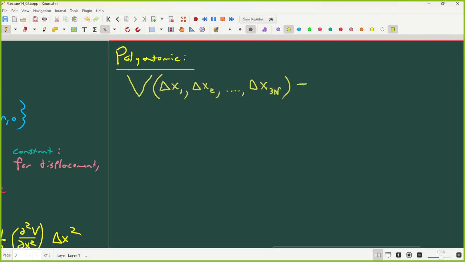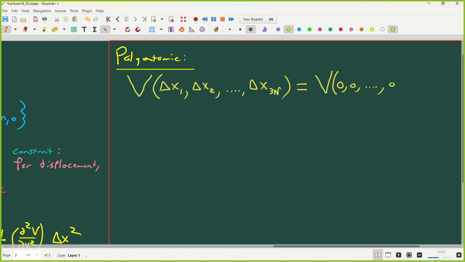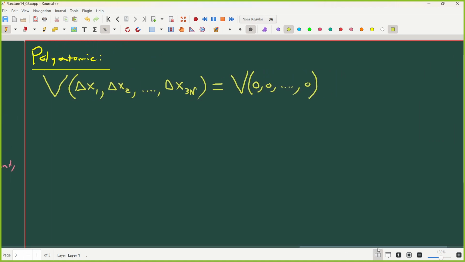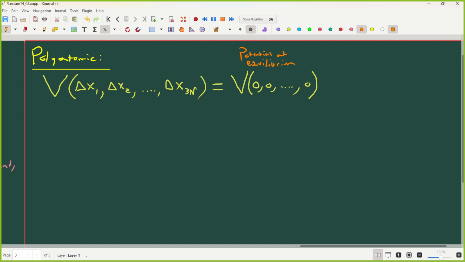Okay, and that's going to be equal to the potential evaluated where everything is set to 0. Right, this is the potential at equilibrium. Okay. And then we have the linear term, which we know goes to 0, but I'm going to write it anyway.